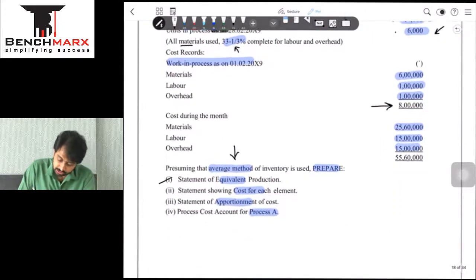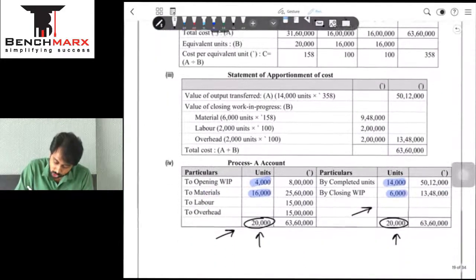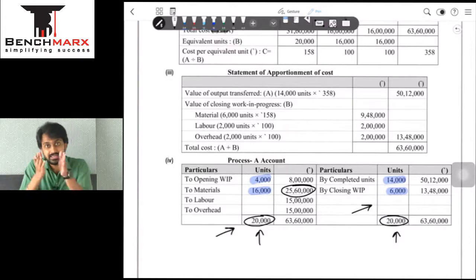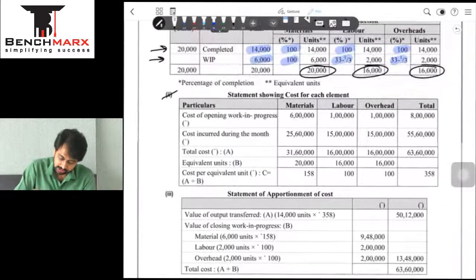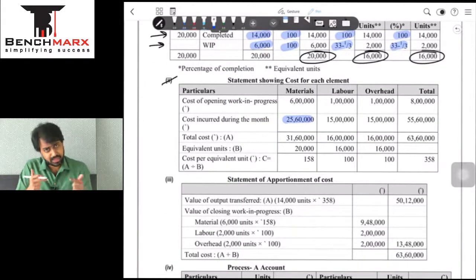The second part was showing the cost. Now since we are doing the VAM method, my cost is not just the DM cost upon the equivalent output. It will be DM cost plus the opening WIP का DM content, and the whole upon the equivalent output, which we'll see now. ठीक है, cost incurred during the month, that is 25,60,000, ये अपना आएगा ledger में से.